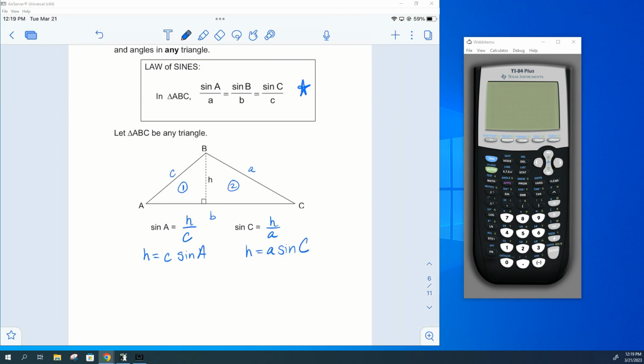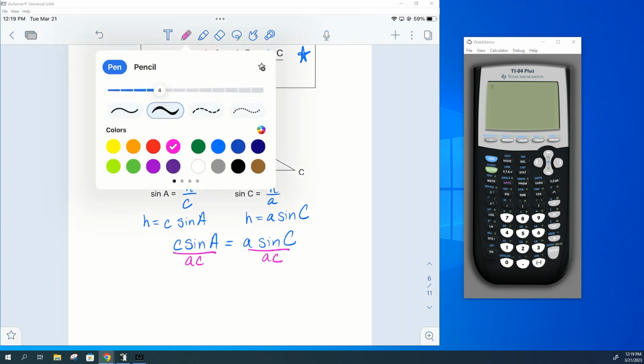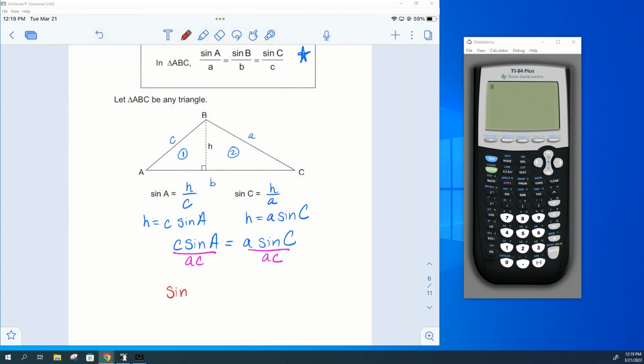And if both of those things are equal to h, which is, of course, that one height, then I can set those two things equal. So what I would have is c sine A equals a sine C. And because I have an equality, and because I kind of know where we're headed, I can do anything to both sides. So I'm going to elect to divide both sides by ac. And lo and behold, what do I get? I get the sine of A over a, because the c's cancel, is equal to the sine of C over c, because the a's cancel.